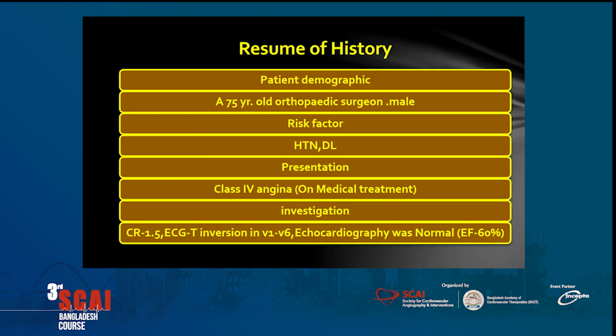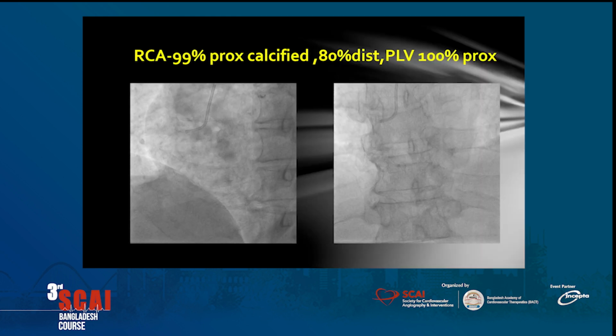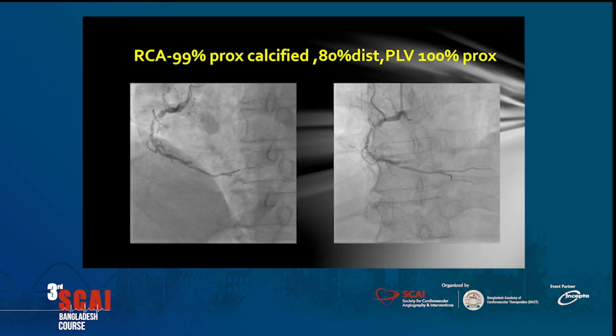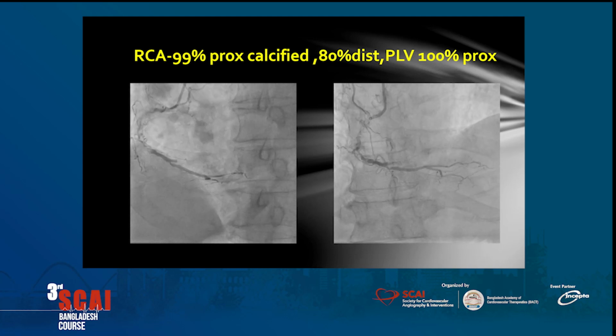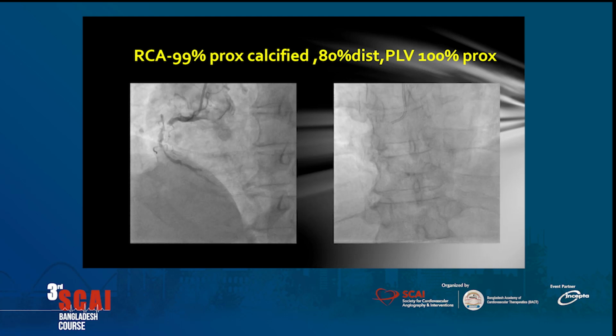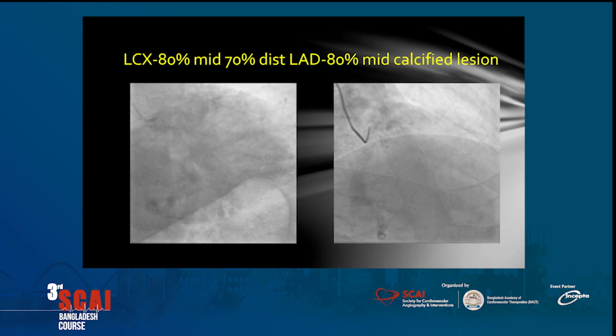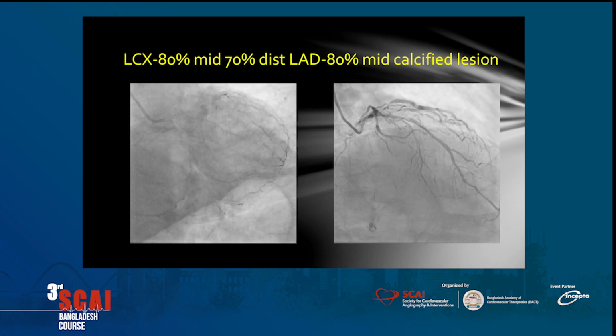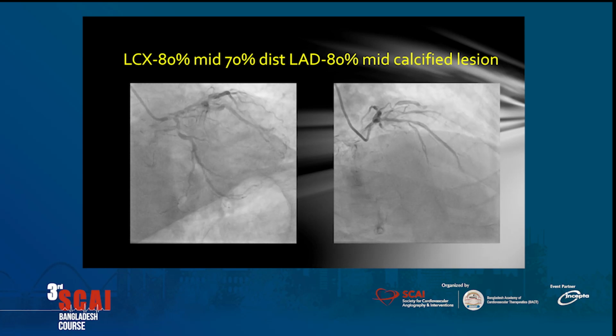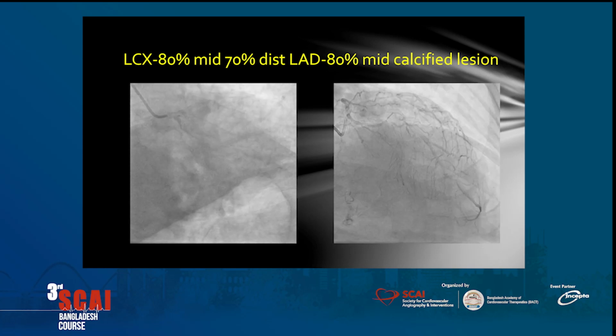My case: a 75 years old orthopedic surgeon, male, hypertensive, dyslipidemic, class 4 angina on medical treatment, creatinine 1.5, ST changes, EF normal. RCA 99% proximal, 80% distal, PLV 100% proximal. You can see chunk of calcium all through the RCA, and also LCX was 80% mid, 70% distal, LAD 80% mid, calcified lesion.